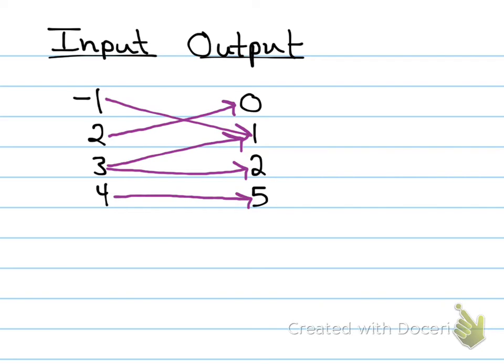Okay, so that's my mapping diagram. That's how I would represent the relation as a mapping diagram. You're going to have 4 of these on your homework tonight, okay? The same 4. All right, so you'll take the same set of numbers and you'll graph it, and then you'll take that same set of numbers and you'll do a mapping diagram. All right, make sense? Okay, so that's relations.